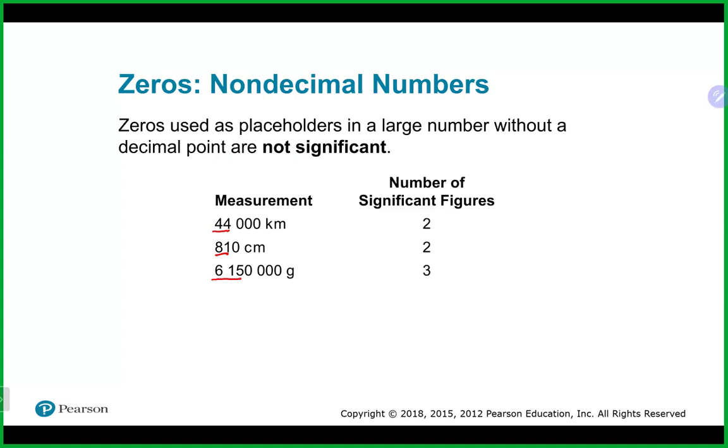So for the first one up there, which one is the estimated digit? Is it the first 4 or the second 4? It is the second 4. Next one, it is the 1. And the last one, it is the 5. Again, none of those are the last digit written, but the last significant figure that is present is where the estimated digit will be. Question.